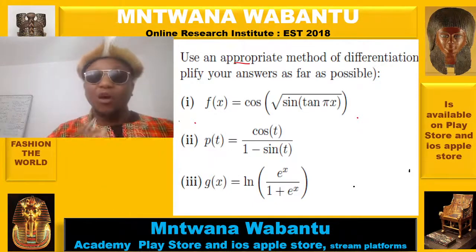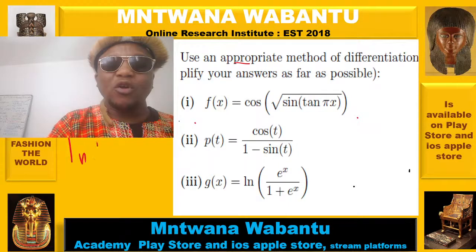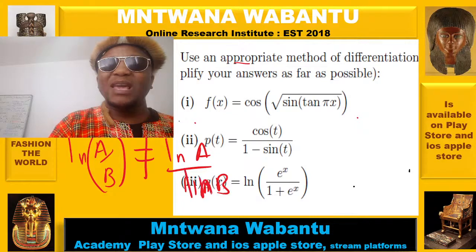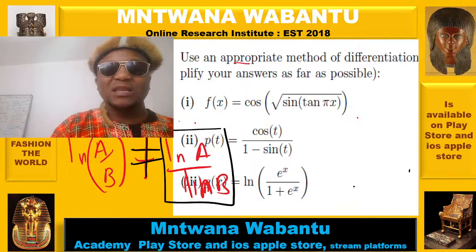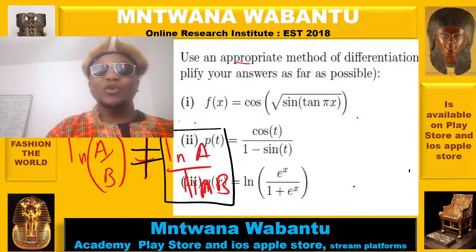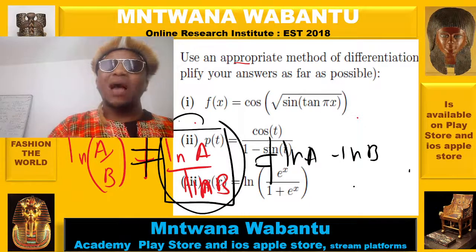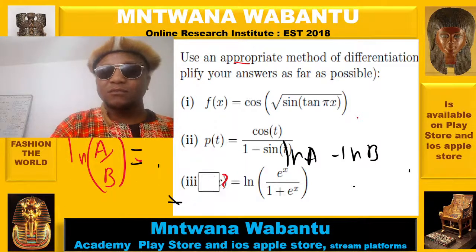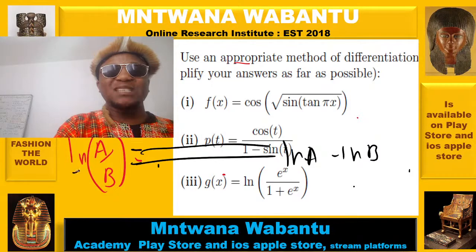But first, let me say something. There's a very common mistake. ln of A over B is not equal to ln of A over ln of B. Please, these are two different things. The rule which I showed you does not apply to this, so this is not equal. Never say this is equal to ln of A minus ln of B. No, it's not equal. However, ln of A over B is equal to the first one, just like I explained. Okay, so you can look at just one ln here.